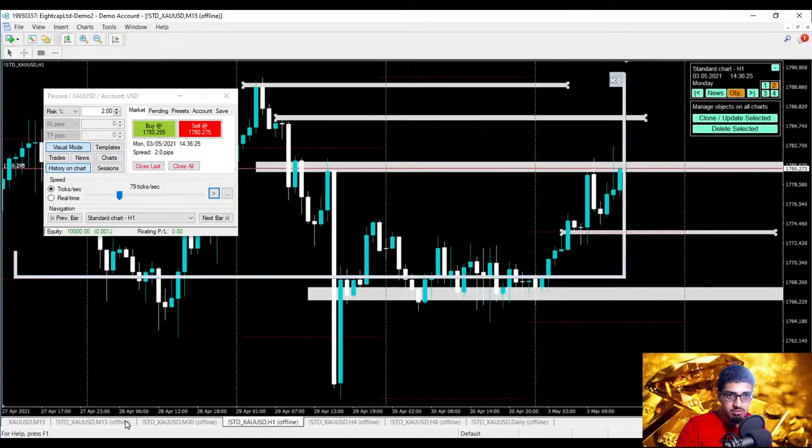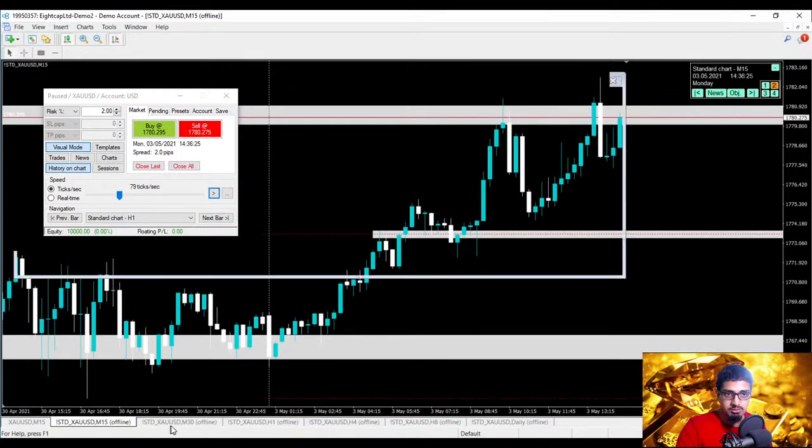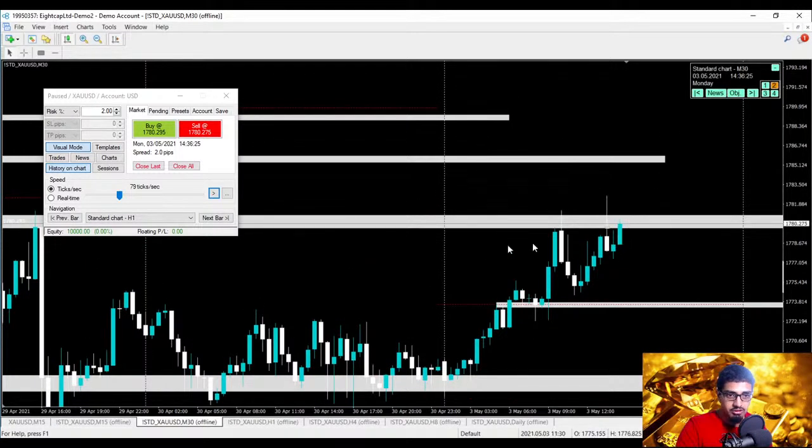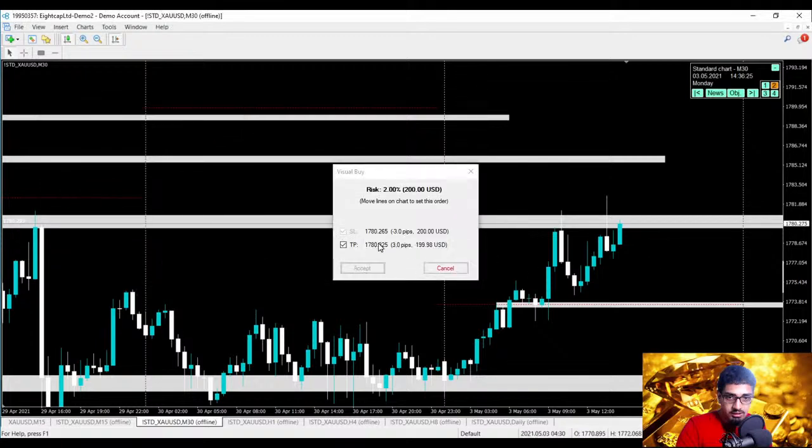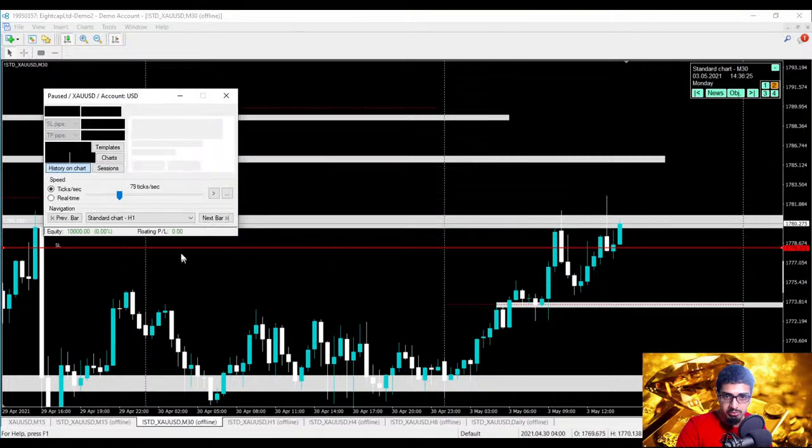23 pips, so I think that's enough space to move up, especially with the 30-minute breaking its previous high. So I am going to take a buy. I should have done 1% because I am a little iffy with it, but it's okay. So I'm going to get rid of the TP. There you go. Stop loss below the current candle. So that's around 20 pips, risking $200, 2%.